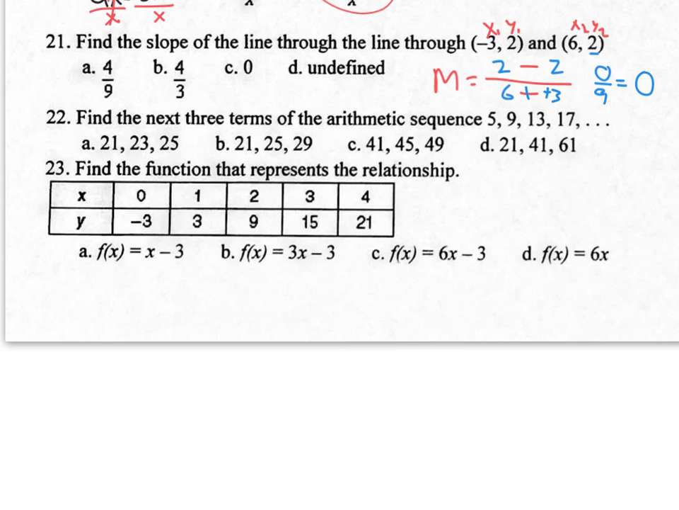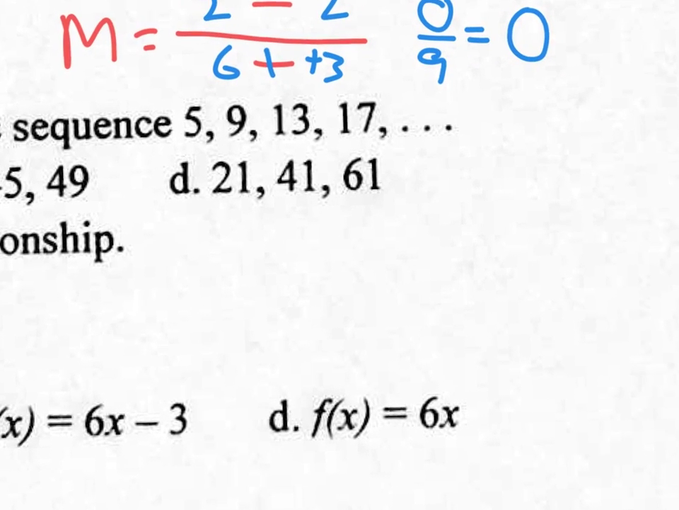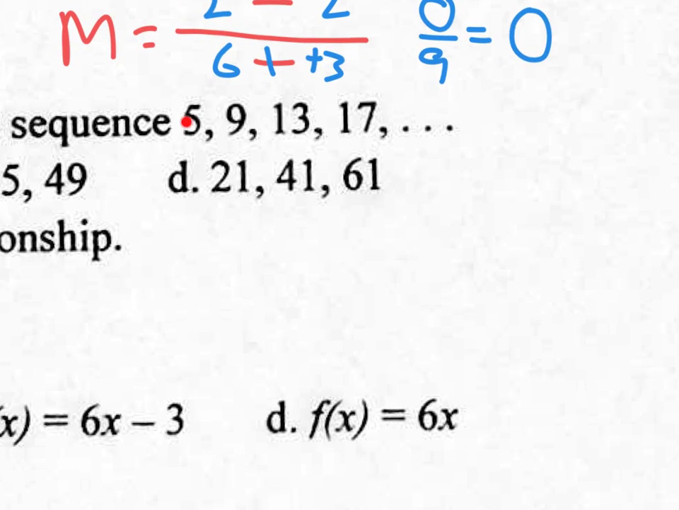Number 22, we're going to do arithmetic sequence, and in this case, we could do this logically because it says find the next 3 terms. That's really no big deal. Let's analyze what's happening on this list of numbers. How do you get from a 5 to a 9? 9 to 13? 13 to 17. So what's the next number going to be?